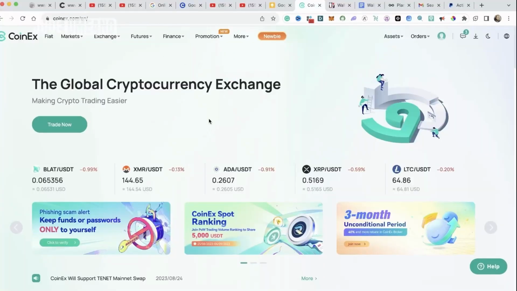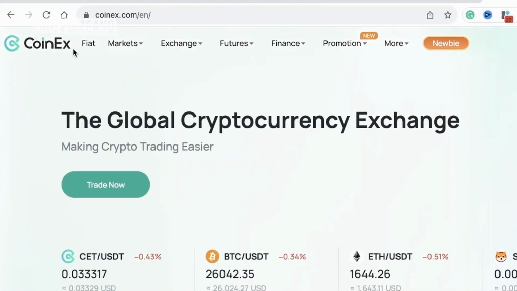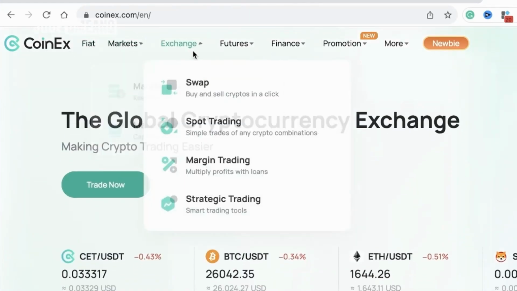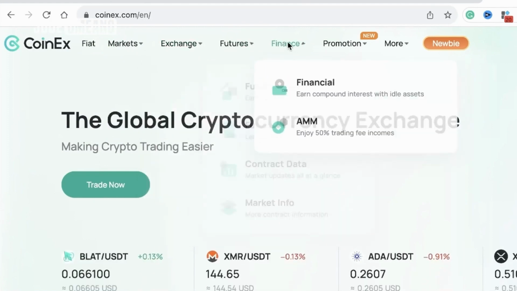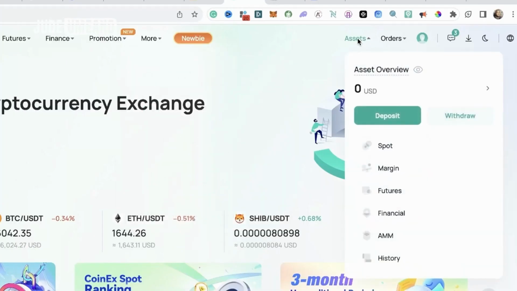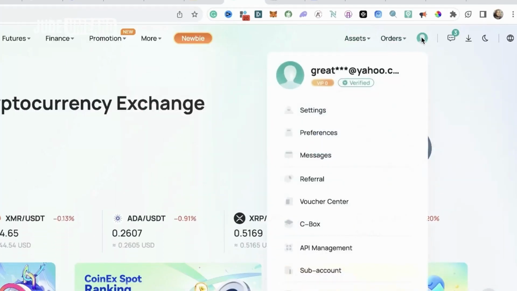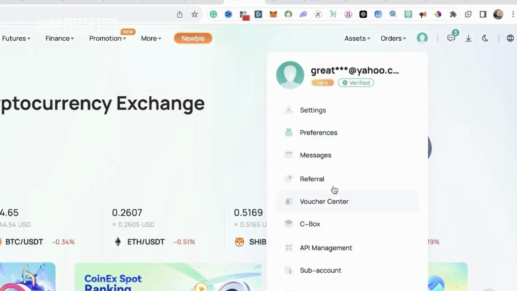So if you create an account, make sure you verify your account. If you go there, you can see fiat, the market section, the exchange in this top menu. You see the futures section, the finance section, promotions, more. Here you can see your assets, your orders, and if you go here, you can adjust your personal preferences and secure your account more.